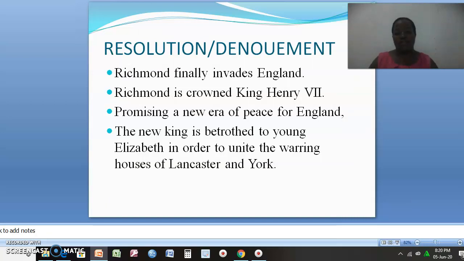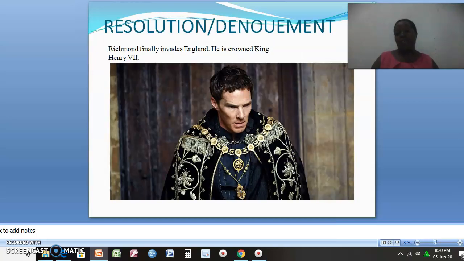And as we reach the end of this summary plot, obviously Richmond finally invades England. He's crowned the king, and he's called King Henry VII, and he promises a new era of peace for England. And the new king is betrothed to the young Elizabeth in order to unite the warring houses of Lancaster and York. And you can see Richmond finally coming and crowned the king of England as well as France.